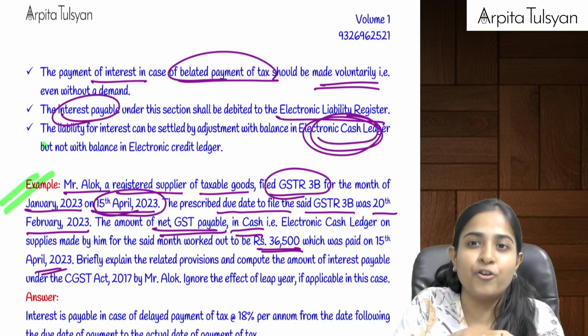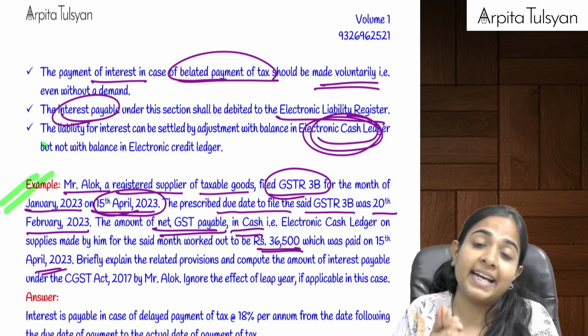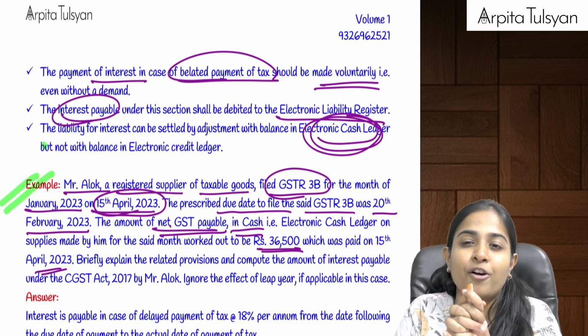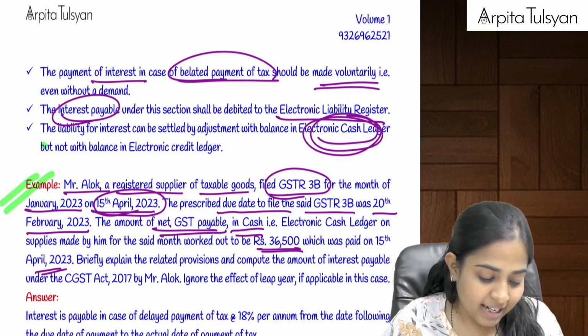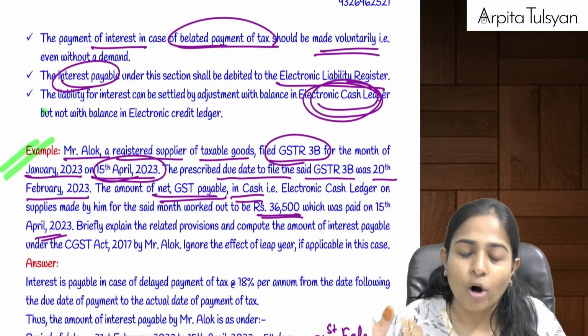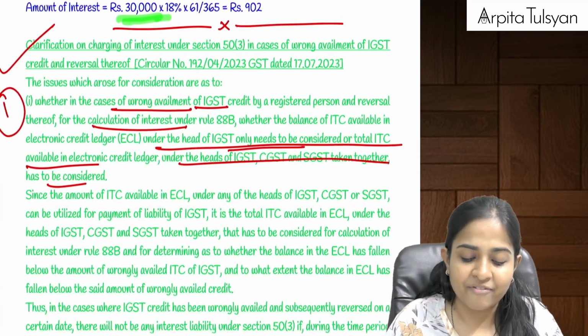But still, if you have done so, then the first thing is you have to pay it back to the government. And the second thing is, for the period for which you have wrongly utilized it, you have to pay the interest to the government. Okay, the interest rate in all the cases remains the same, that is at the rate of 18%. I hope I am very clear with this.